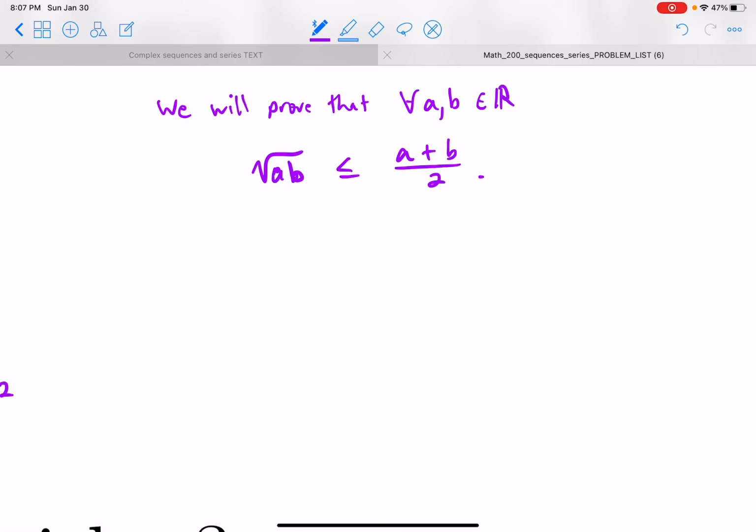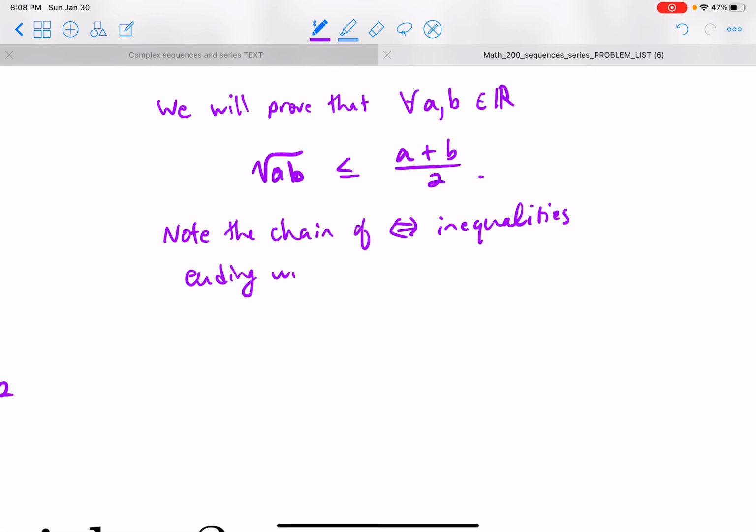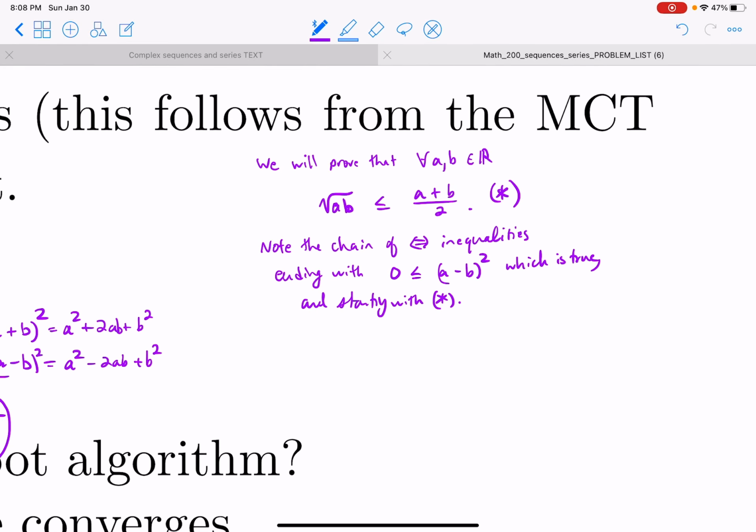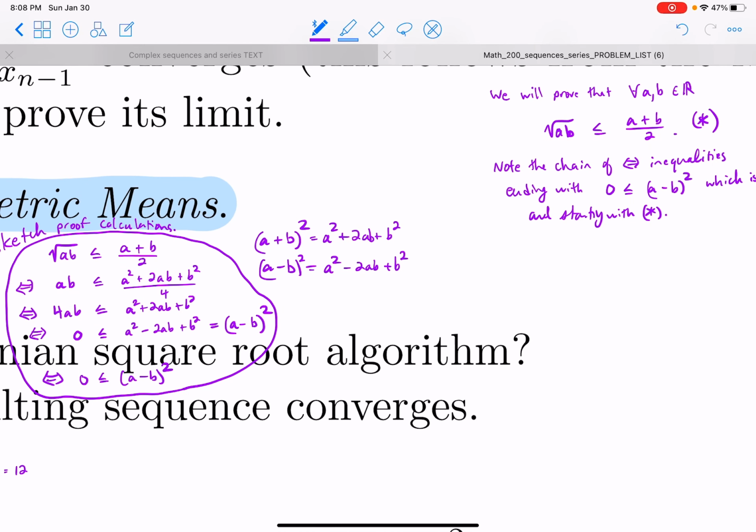And then we would say, note the chain of if and only if inequalities, ending with 0 less than or equal to (a minus b) squared, which is true, and starting with star. And then we point to our chain of inequalities. Here we go. Okay, then that would be a nice proof.